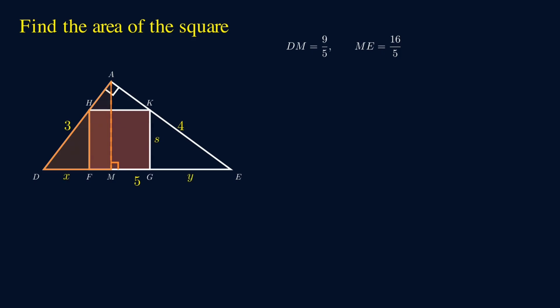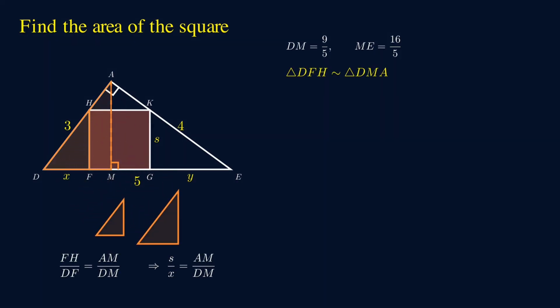Let's call the side length of the square S. Along the base of the triangle, the square breaks the hypotenuse into 3 pieces. The left piece we'll call X, then comes the square itself with length S, and the remaining piece on the right we'll call Y.